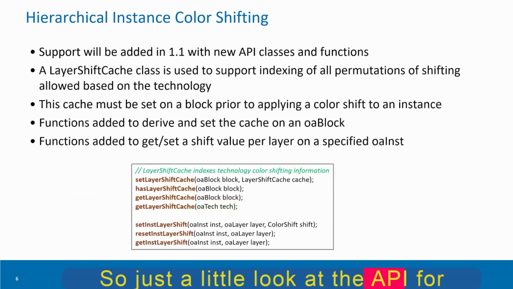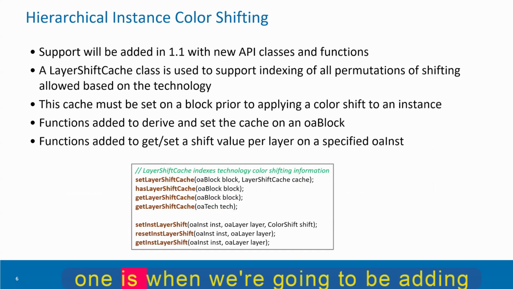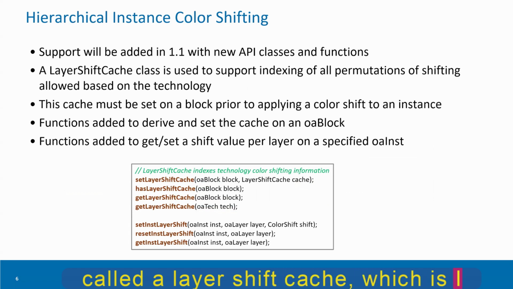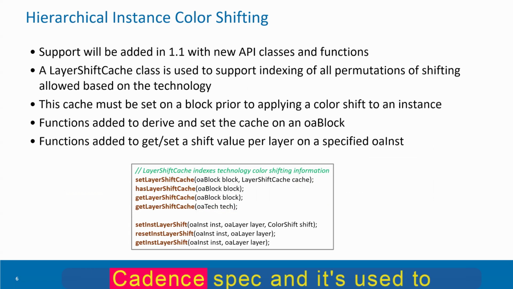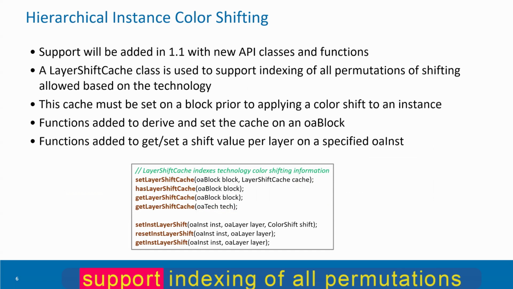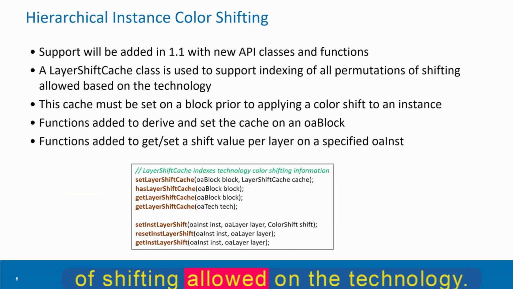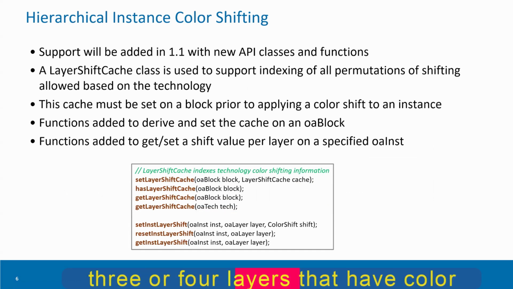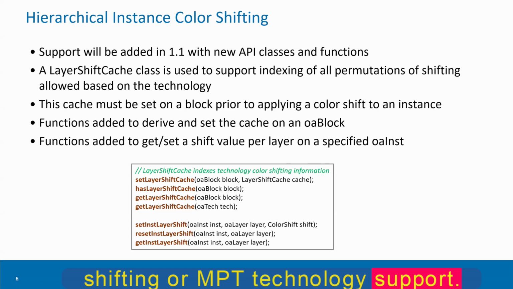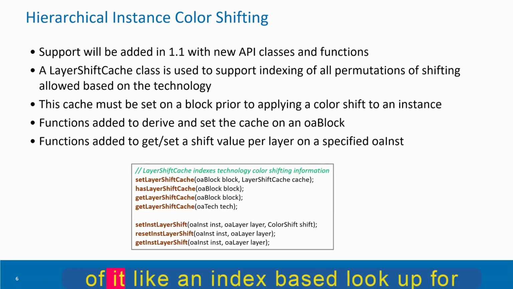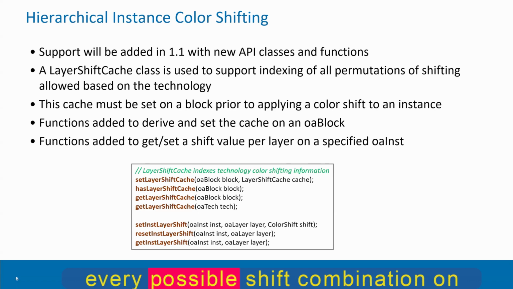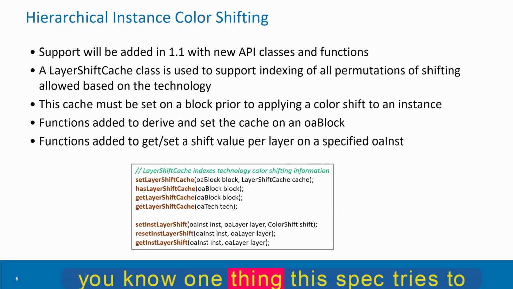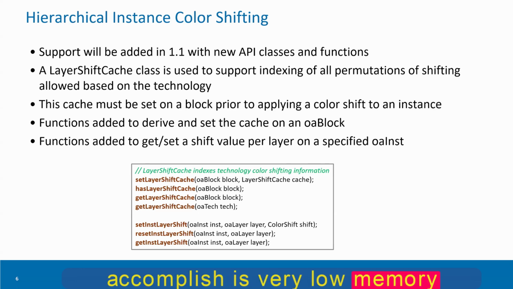And so just a little look at the API for this. 1.1 is when we're going to be adding this new support. We have what's called a layer shift cache, which I think is word for word what is in the Cadence spec. It's used to support indexing of all permutations of shifting allowed on the technology. In a given technology, you'll have a number of layers. Let's say you have 3 or 4 layers that have color shifting or MPT technology support. This layer shift cache, you can think of it like an index-based lookup for every possible shift combination on every layer. It's just a way of storing; one thing the spec tries to accomplish is a very low memory footprint.